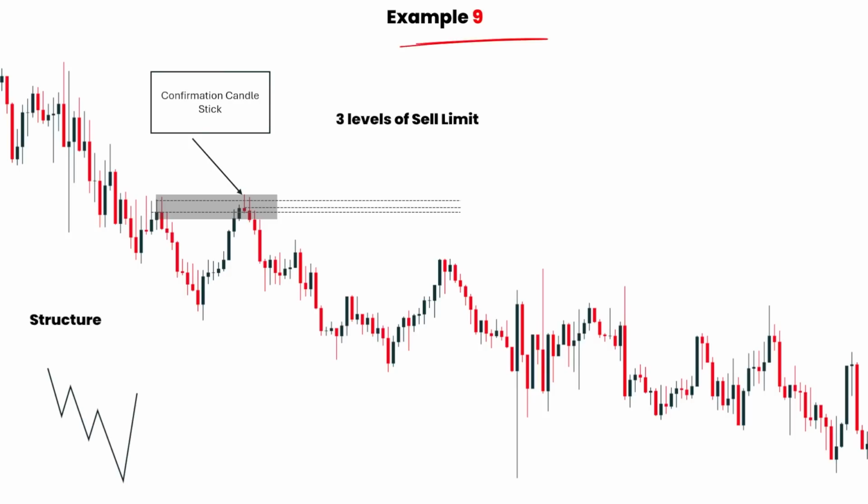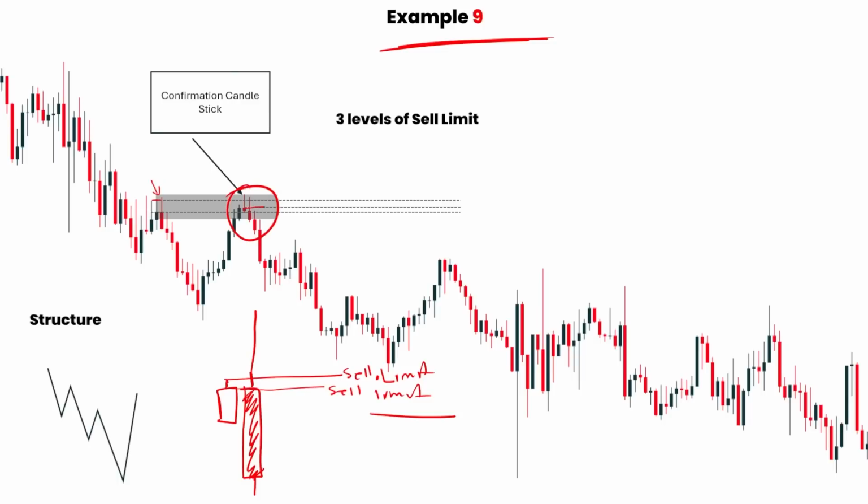On this next example, example 9, we have 3 levels of sell limit. We can see that price came to the zone, closed with the bearish candlestick here, and then the first level is on the area where we have drawn our supply zone. We have this sell limit order, and then we have this sell limit on the confirmation candlestick open, and then we have the other one on the high of this candlestick here. This is a bearish candlestick here. Even on the confirmation candlestick we can still use the open. That is why I say we have 3 levels of sell limit orders.